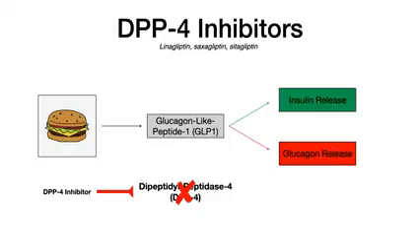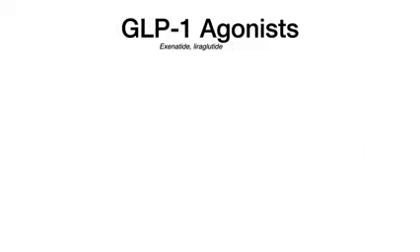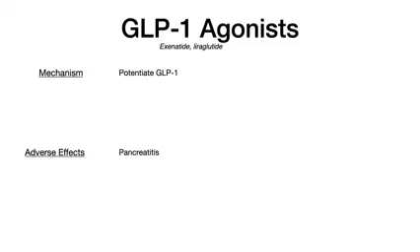Now, while we're talking about this mechanism, let's look at the GLP1 agonists, since the mechanisms are so closely intertwined. So the GLP1 agonists are exenatide and liraglutide. So these end in tide, T-I-D-E. The mechanism of the GLP1 agonists, as the name suggests, and as you just saw on the previous slide, is that these potentiate GLP1, or glucagon-like peptide 1. The adverse effects of the GLP1 agonists, also a little bit unique, so know it. It's pancreatitis.